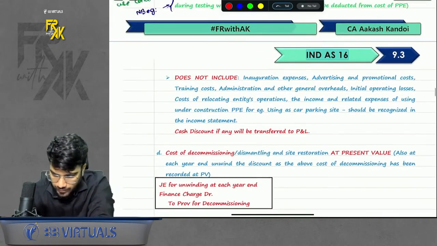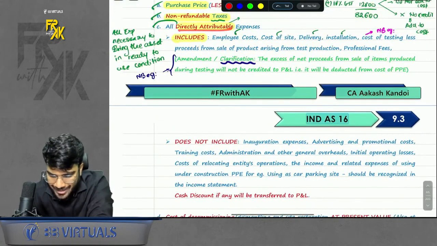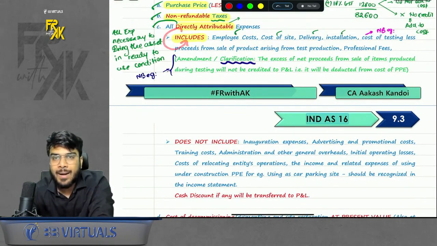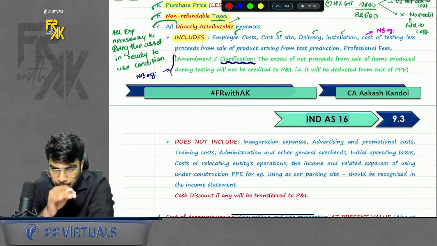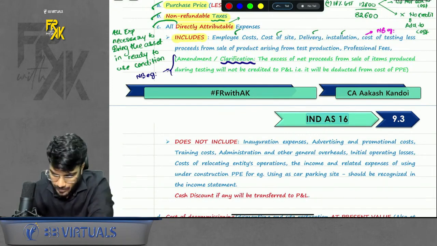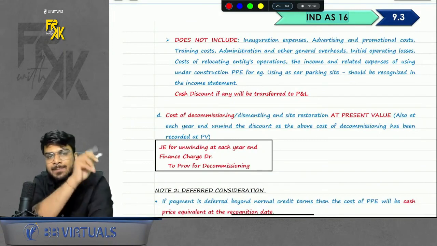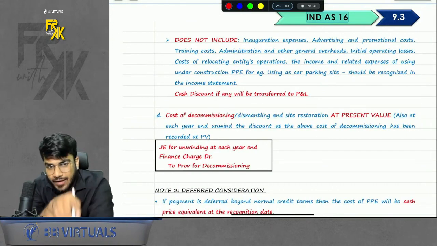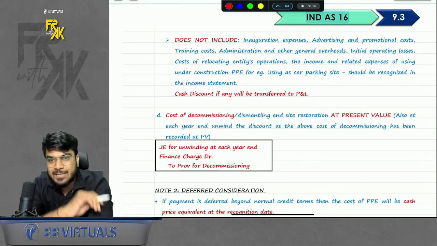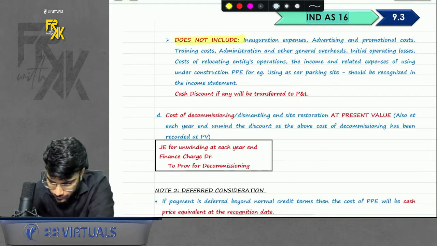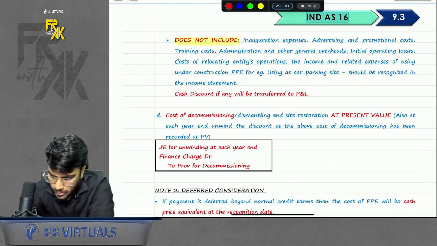Now, what did we study now? What all expenses will form part of directly attributable expenses. Now, what are we going to discuss? What all expenses will not form part of directly attributable expenses? Which all items will not form part of directly attributable expenses? It does not include inauguration expense.